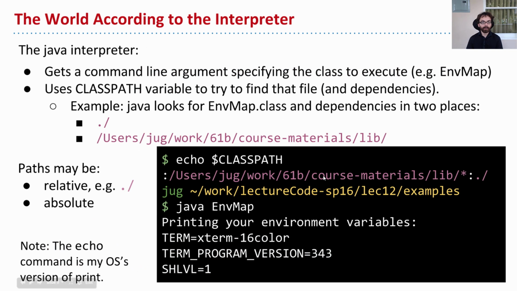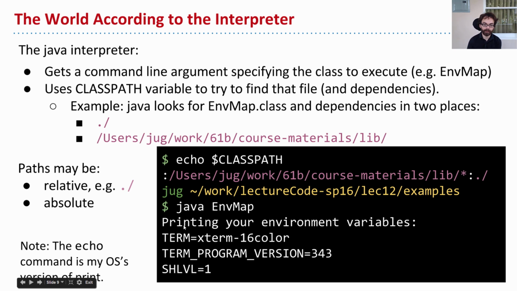Okay? So let's think about things from the perspective of the interpreter. Just look at an example. In this example, this little log of some terminal activity, I say echo $CLASSPATH. In my operating system, echo happens to be how you print out something. So I say echo $CLASSPATH, and on the next line it prints it out. In this case, :/user/jug, yada, yada, yada. So that's the first thing I did.